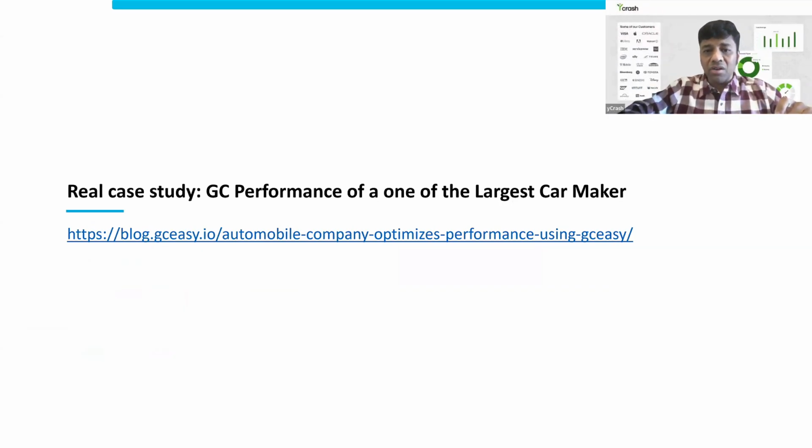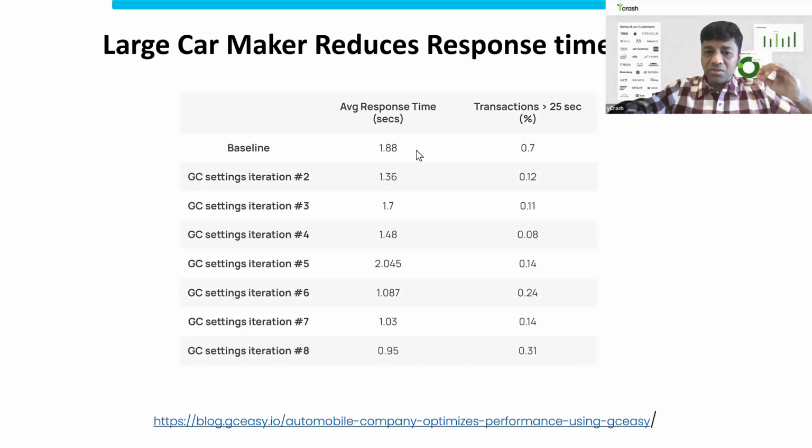Look at this. This is a real case study of one of the largest car makers in the world. This is in their middleware platform, which processes several millions of transactions. This was their baseline average customer-facing response time: 1.88 seconds. And here is the second column. It indicates how many transactions are timing out: 0.7% of transactions are timing out because they were taking more than 25 seconds.